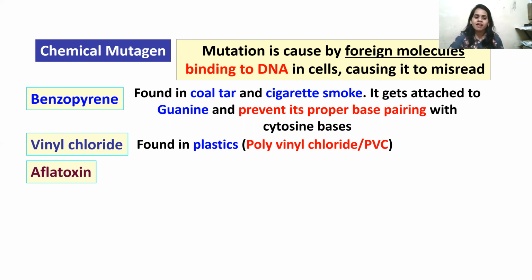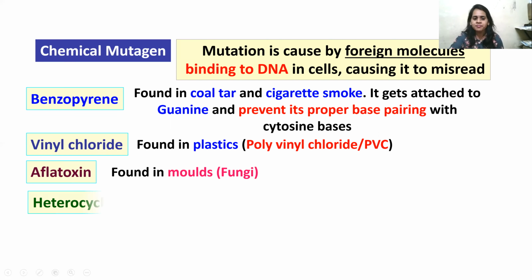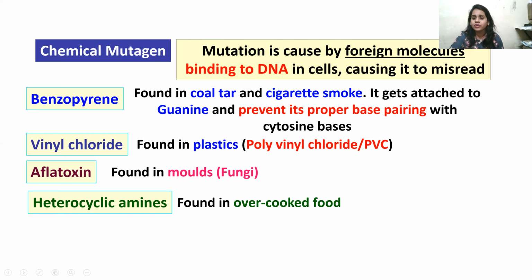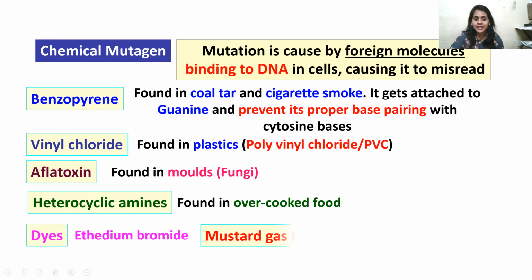Then comes the aflatoxin, which is found in fungi, heterocyclic amines which are found in overcooked food, dyes like ethidium bromide, mustard gas. These are the various chemical mutations which can lead to damage or mutation in DNA. So these are the carcinogens, the chemical carcinogens which cause change in the DNA. Okay.